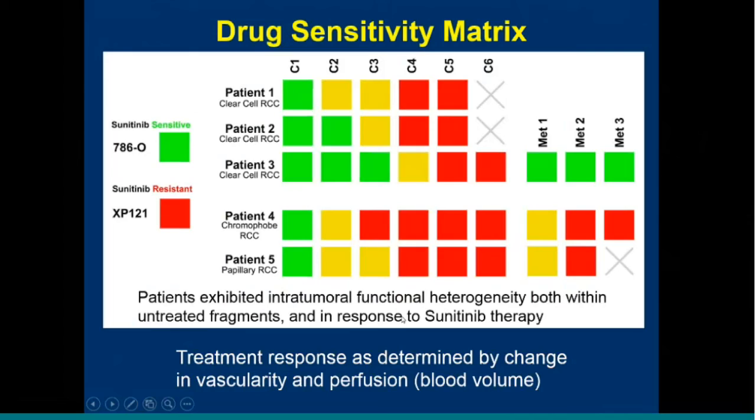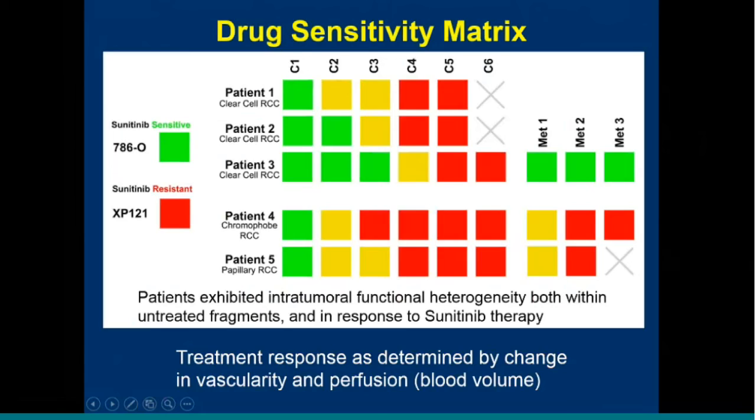And so we combined this drug classification data to produce these drug sensitivity matrices. To guide you here, these are patients on the left-hand side, so patient 1, 2, 3, and 4. And each of these are the individual core fragments that we looked at. So this is primary fragment 1, 2, 3, as well as metastatic fragment 1, 2, and 3 here. And each of these are classified as being either sunitinib sensitive or resistant.